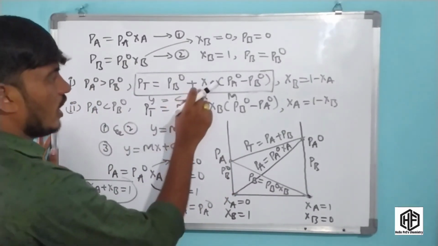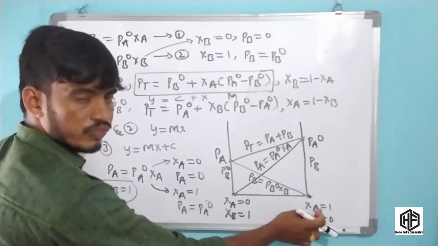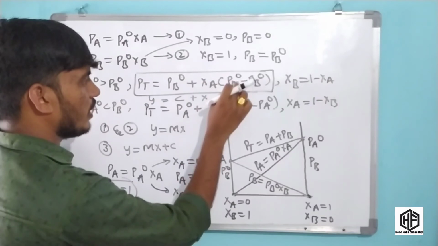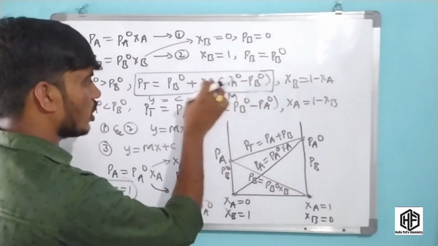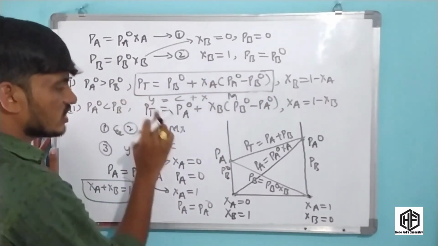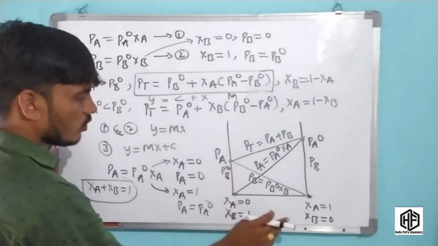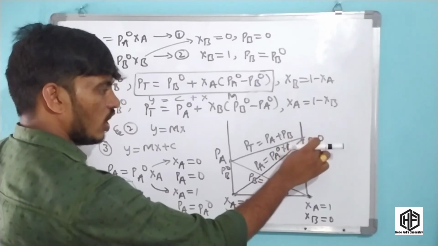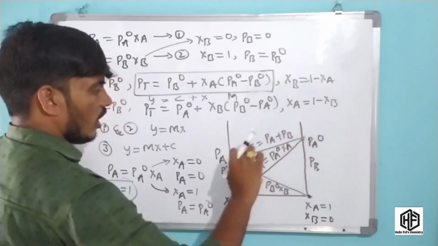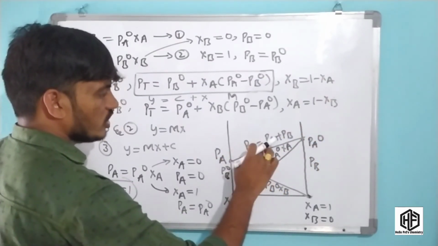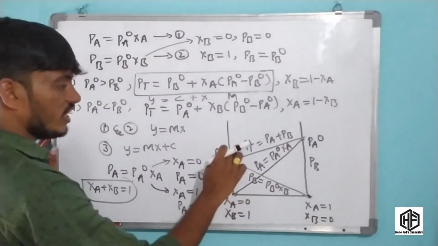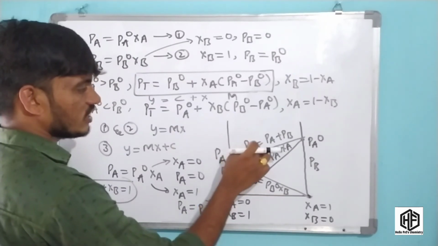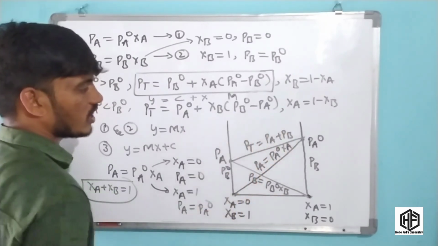And the second one is when the zeta A value is 1. What happens, friends? Zeta A value 1 into (PA naught minus PB naught); now this PB naught and PB naught are cancelled, so PT is equal to PA naught. Now PA naught is represented like this. Now these two points are combined. PT, the total vapor pressure, is equal to the partial pressure of A plus the partial pressure of B.